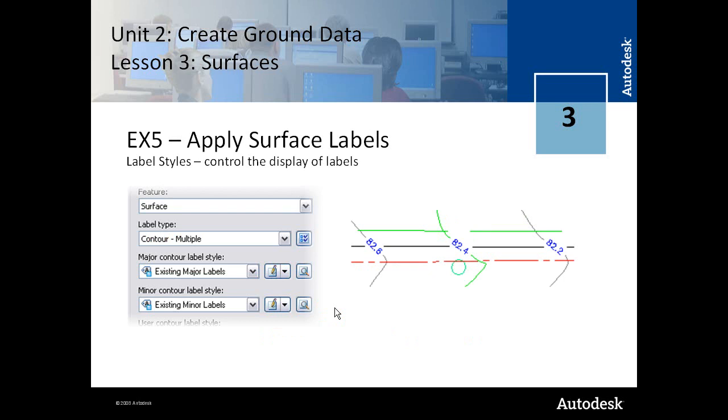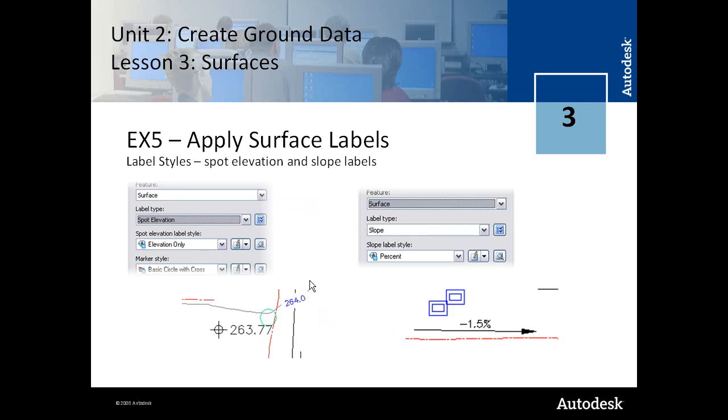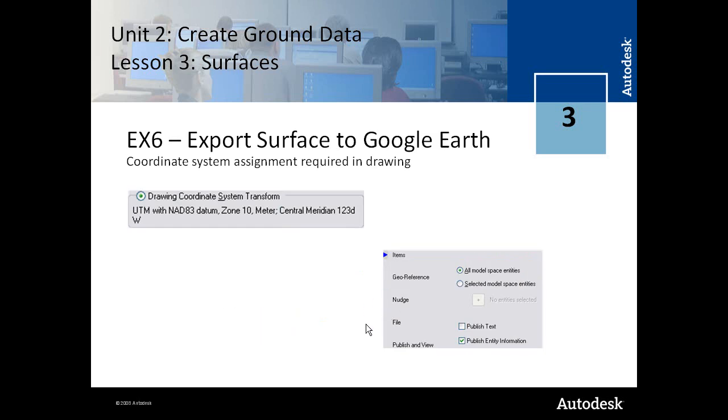And you can also label a surface. So you can label slopes, spot elevations, you can label contours on a surface. And here's examples of a spot elevation label and a slope label. And you can also export a surface to Google Earth. So let's go through that.